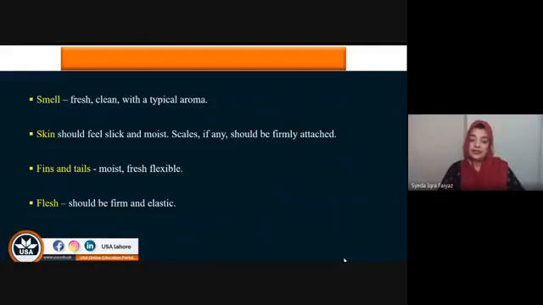When we look at the fins and tails, they need to be moist, fresh and flexible. When you touch it, it needs to feel moist and it needs to feel flexible. The flesh also should be firm and elastic. It should not be saggy or sticky. It should be firm and elastic. This is the big indication that the fish is going to be fresh.